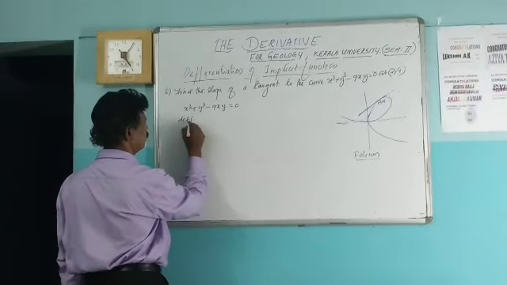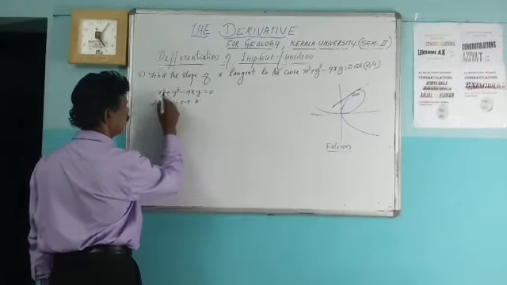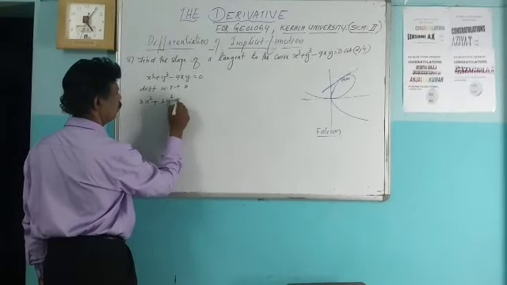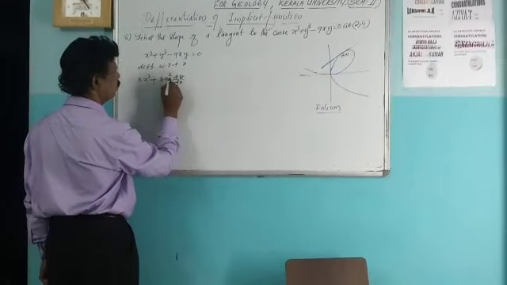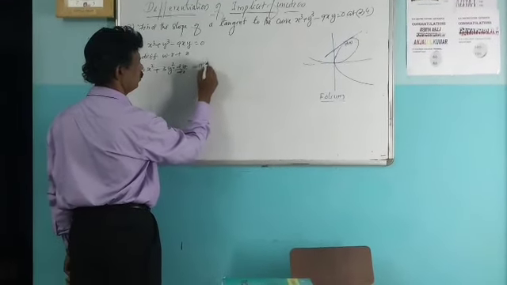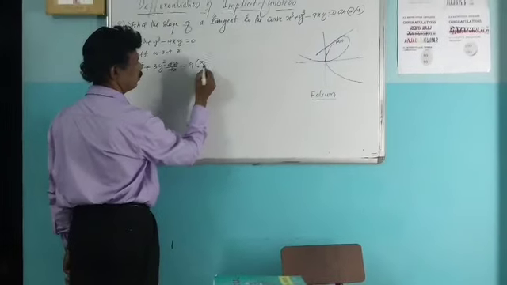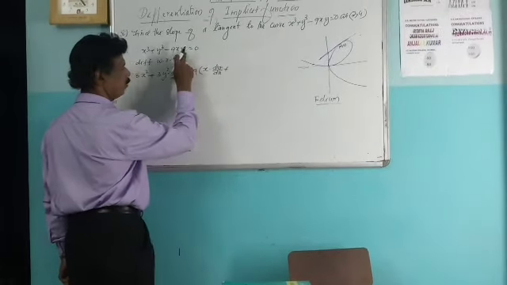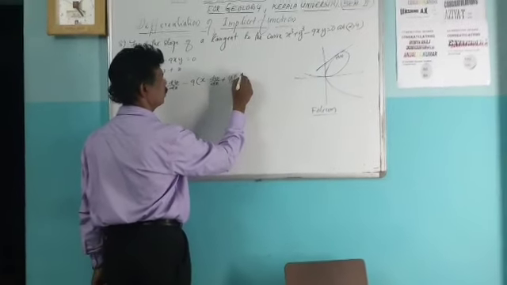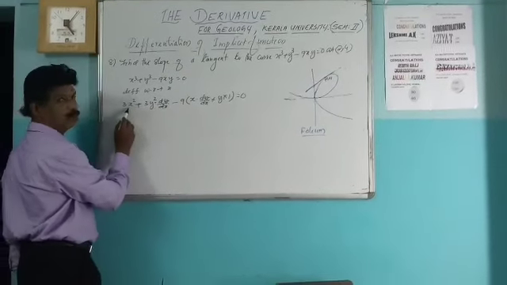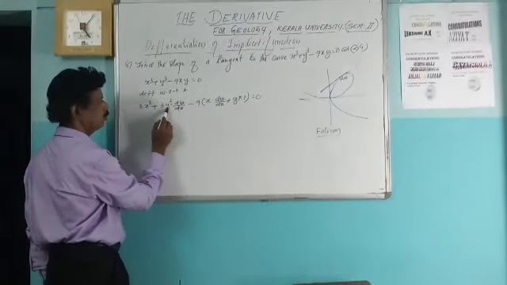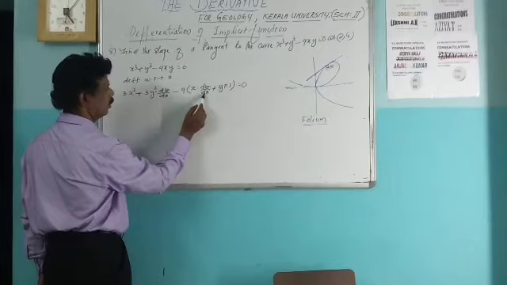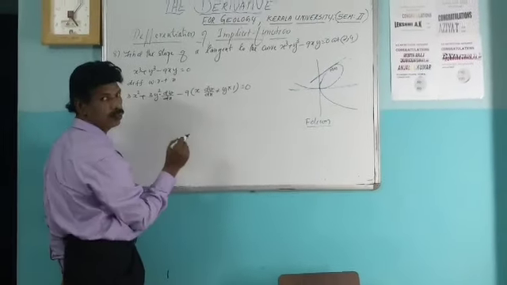Differentiate the function with respect to x. The derivative of x cube, 3x square. Derivative of y cube, 3y square into dy by dx. Minus 9 into, apply the product rule. First function x into derivative of y, 1 into dy by dx, plus second function y into derivative of x, 1, equal to 0.